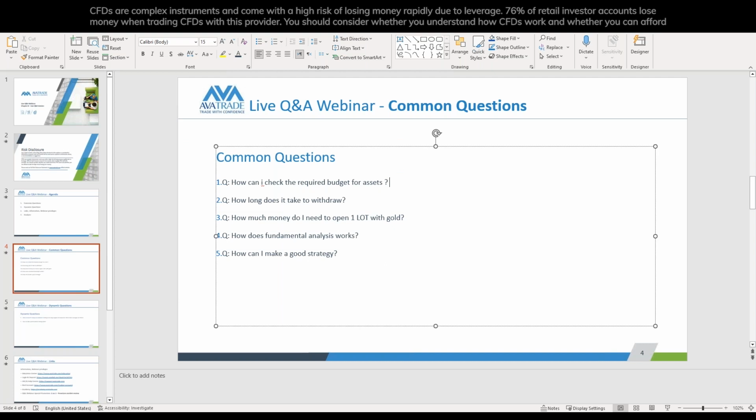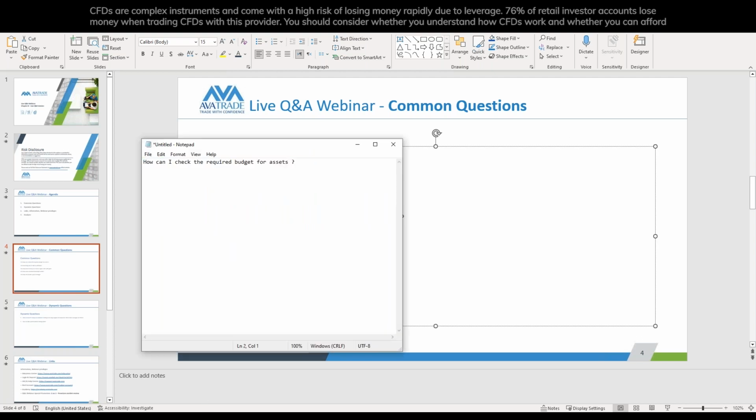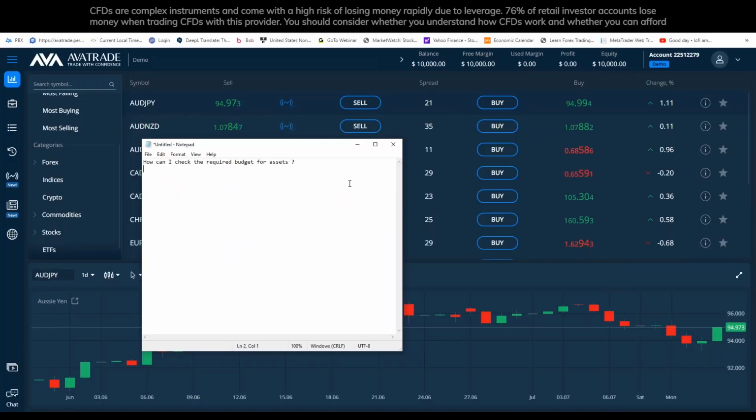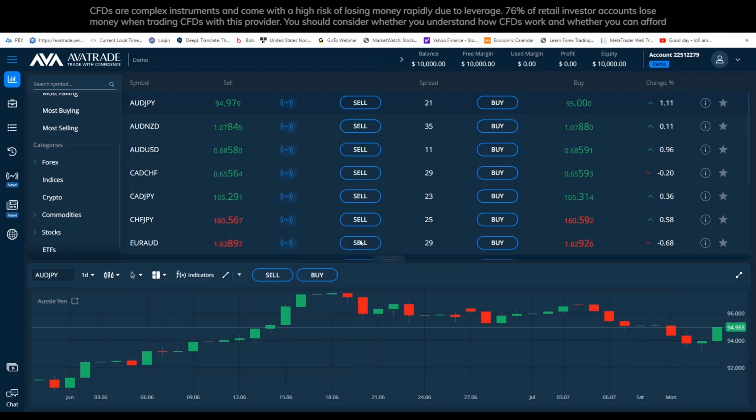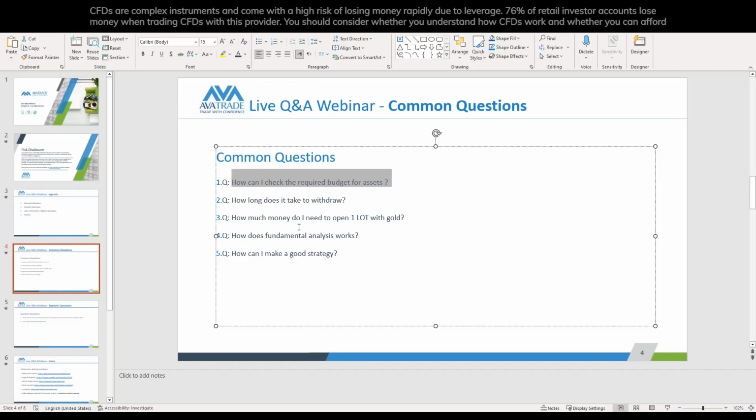Guys, you should remember that sometimes I recompose the questions, so it will make a bit more sense. Same with this one. So how can I check the required budget for assets? Okay, it makes more sense. That, by the way, is called margin. The required budget for assets is the required margin.